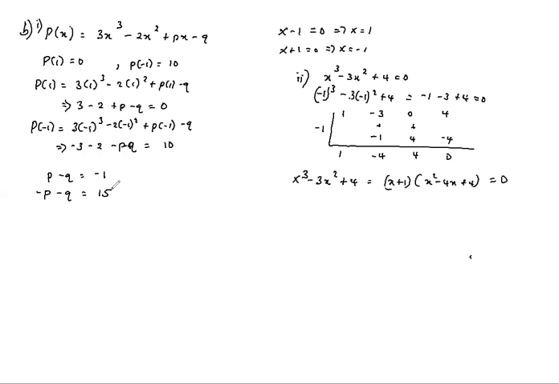So if you add, we'll get negative 2q is equal to 14. So q is negative 7. When you take negative 7, q of p minus 7 is negative 1. This is p plus 7, negative 1. So p is negative 8.